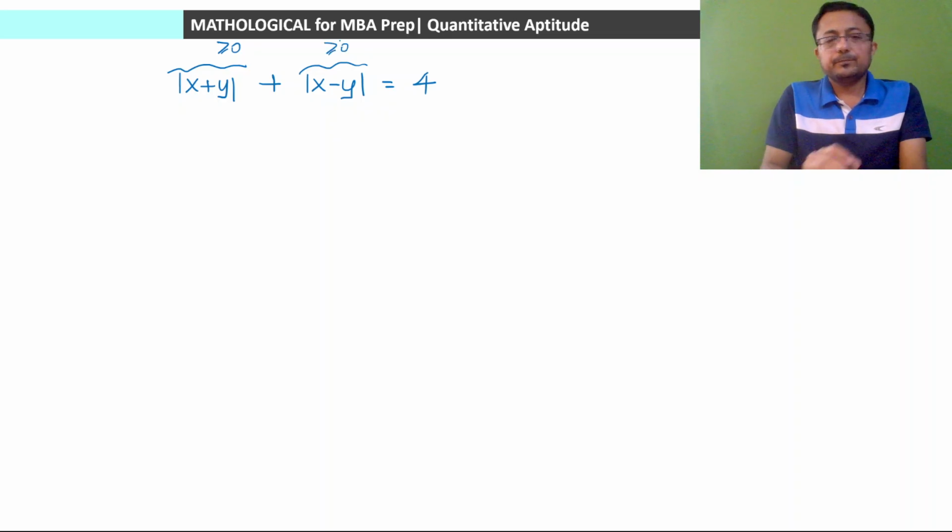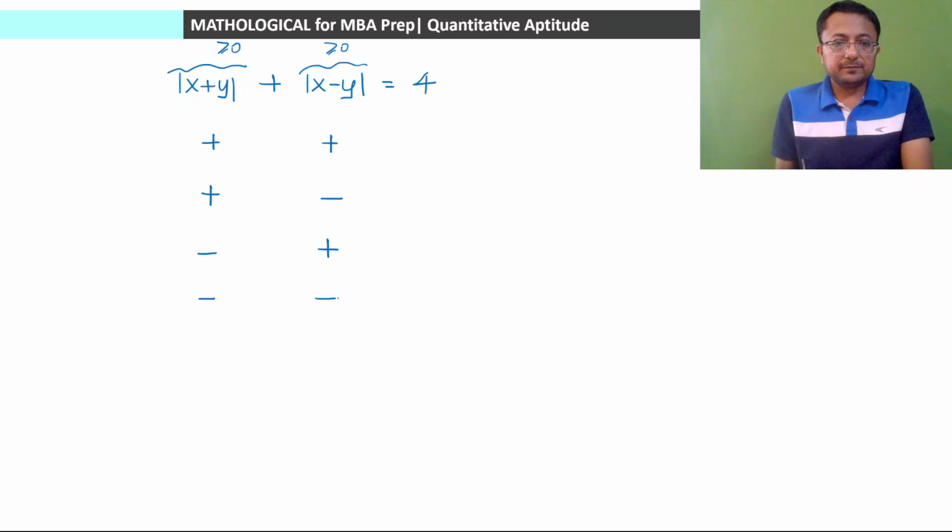Now we have to open these mods, but inside the modulus we have x plus y and x minus y. So there will be again 4 cases. Either x plus y will be greater than or equal to 0, or it will be negative. Similarly, x minus y will be non-negative or negative. There will be a total of 4 cases: both positive, both negative, one positive and the other negative, and so on. First case, when both are positive. Second case, x plus y is positive and x minus y is negative. Third case, x plus y negative and x minus y positive, and last case, when both are negative.